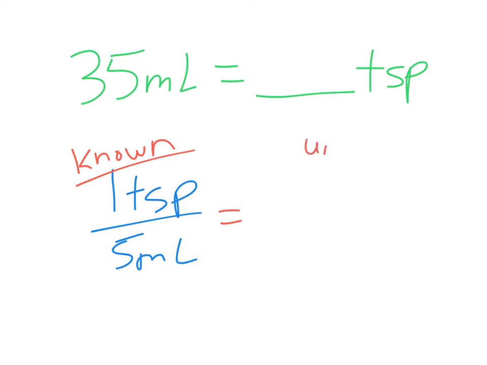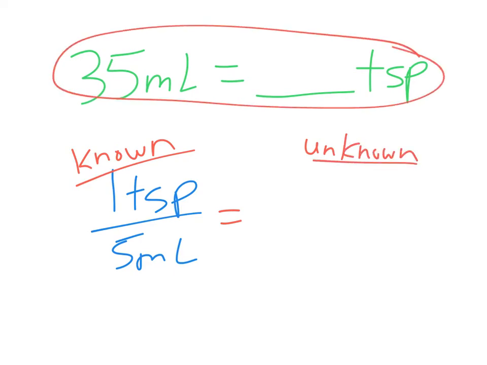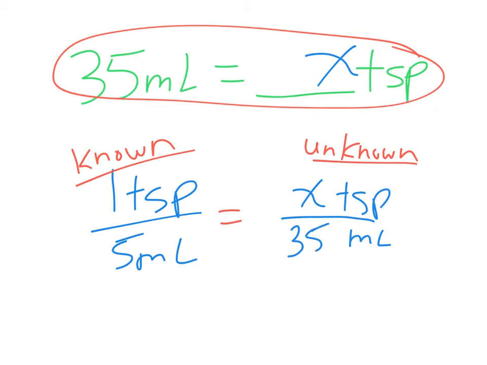The other side, your unknown, is the entire question that's being asked there. So the 35 milliliters and the X amount of teaspoons will now go on this side. However, remember we're showing an equivalent relationship. On that known side, notice how I put teaspoons over milliliters. I need to have the same thing on the unknown side. I need to make sure I have teaspoons over milliliters. My teaspoons up here is my X, so X amount of teaspoons will go on top and my 35 milliliters will go on the bottom.